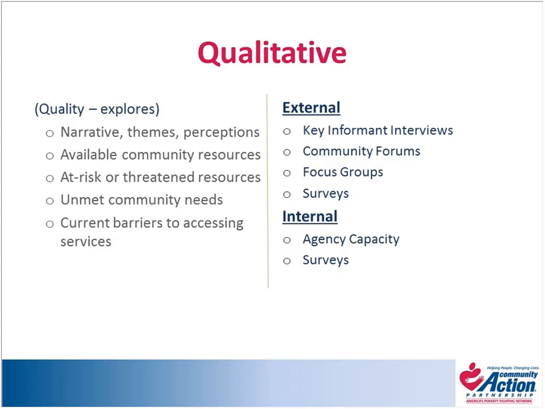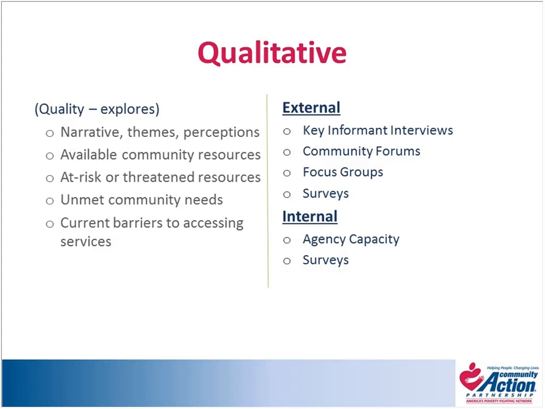So then after we've looked at those numbers and we've determined what that landscape is as far as what the poverty rate is in different areas, all of that kind of stuff, then we can start digging into and exploring that data. And so with the qualitative data, we're really looking for those narratives, the themes, and perceptions. Also looking at available community resources or assets, what the unmet community needs are, and also what the current barriers to accessing services are.